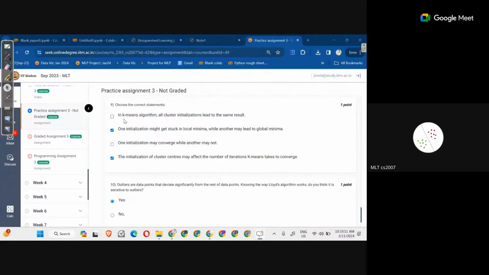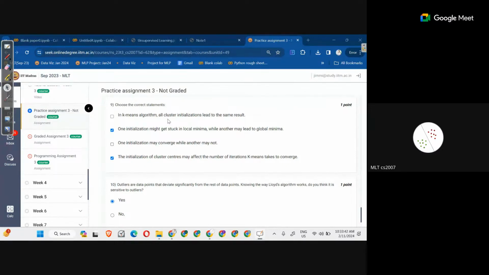In the next question, it says: in the K-means algorithm, do all cluster initializations lead to the same result? Just as in question number 4, it depends on the initialization. As we saw in question 4, we get different steps based on the initialization. The second statement says one initialization might get stuck in a local minimum while another may lead to the global minimum. That is true.